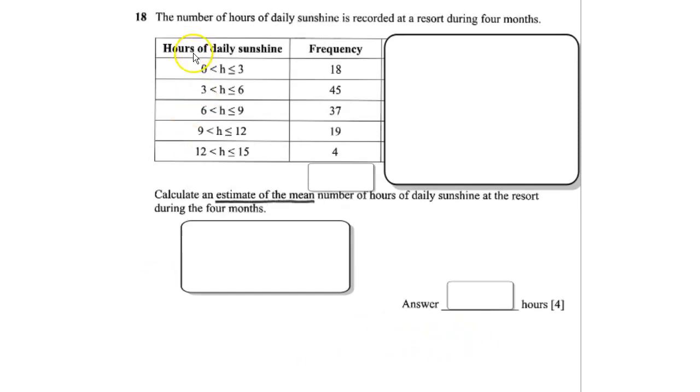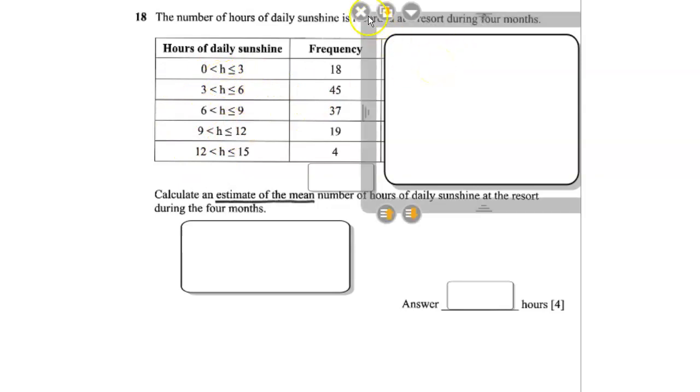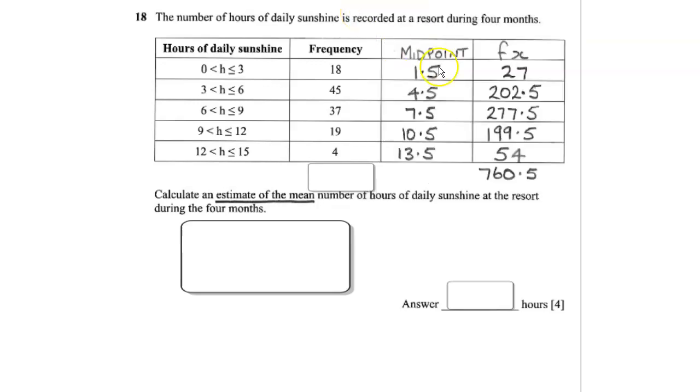So for question 18, this is an estimate of the mean question. So that means that we have to get midpoints in fx columns. So we have to add another 2 columns to this. Right, so we have a midpoint column and an fx column. So the f is the frequency and the midpoint is the x. You could easily just put, instead of fx, just put f times midpoint, or frequency times midpoint.